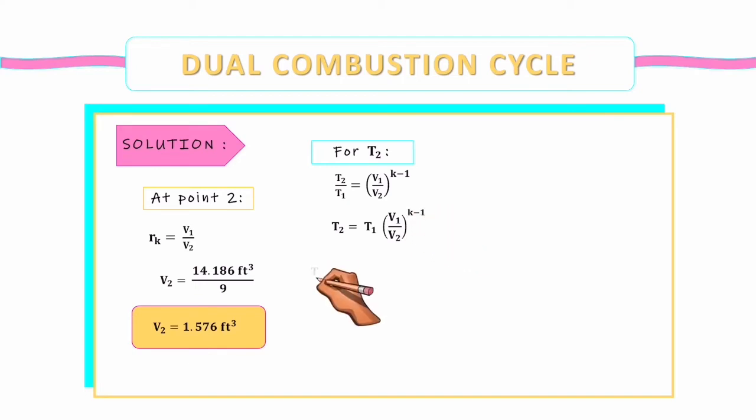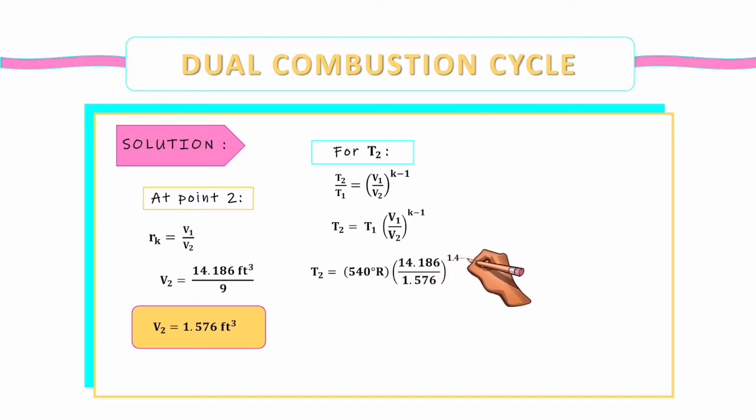Substituting the values, T2 is equal to 540 Rankine multiplied by 14.186 over 1.576 raised to 1.4 minus 1. Take note that the constant specific heat capacity of air is 1.4. So the temperature at point 2 is equal to 1300 Rankine.